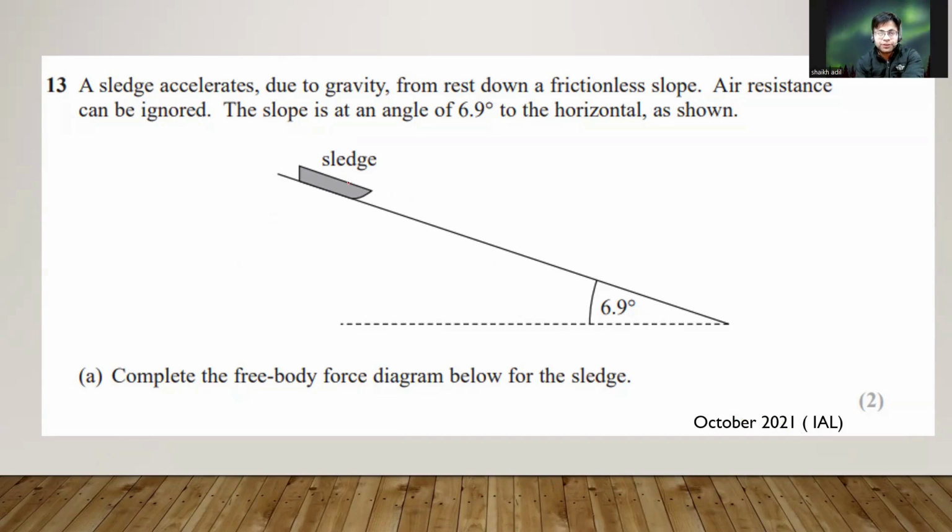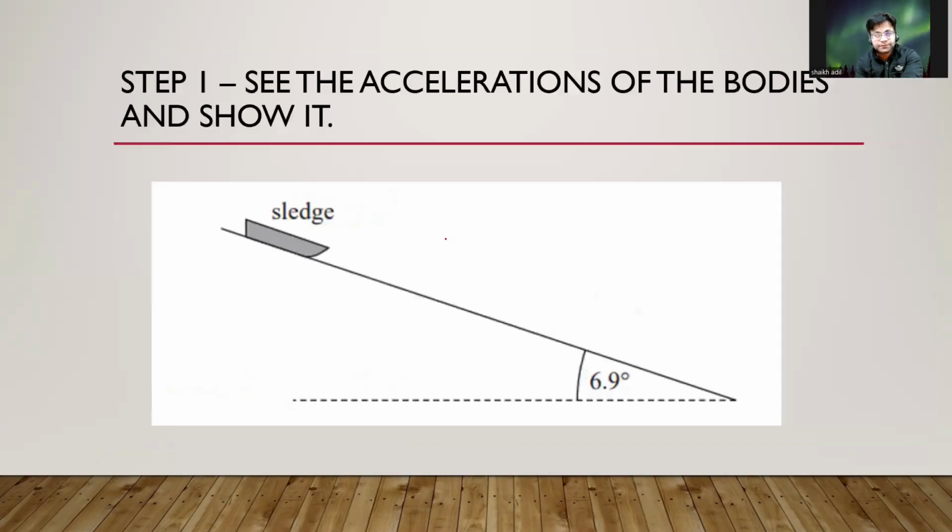In this question, we have a sledge placed on a frictionless slope, and the angle of the slope is 6.9 degrees. In the first part they're asking about the free body diagram, and in the second part they're asking about the acceleration of this sledge. So let's apply the technique.